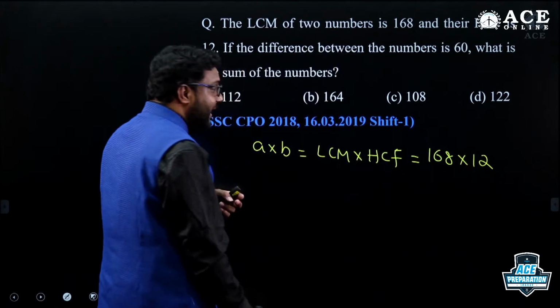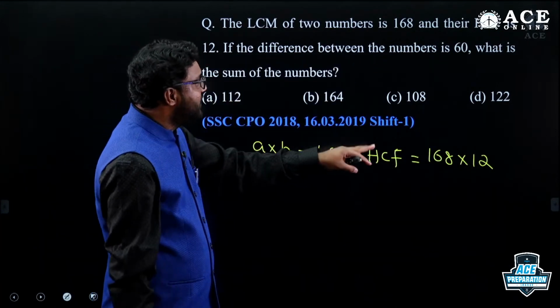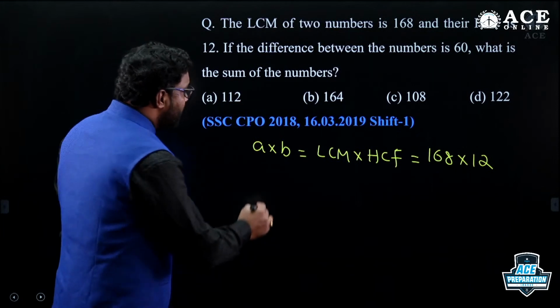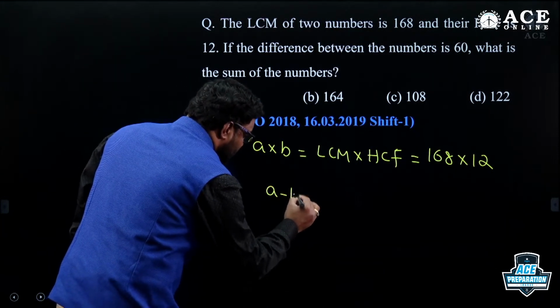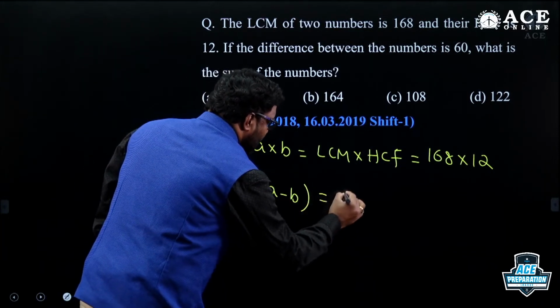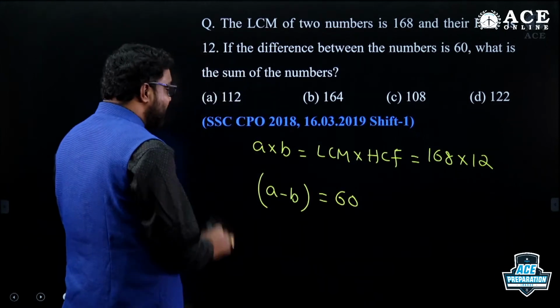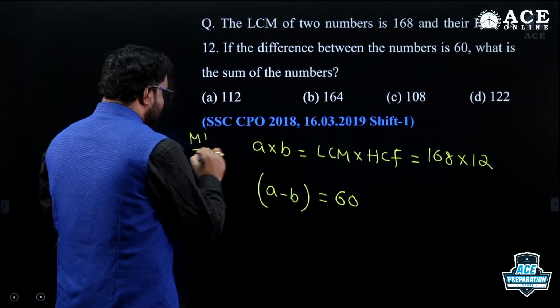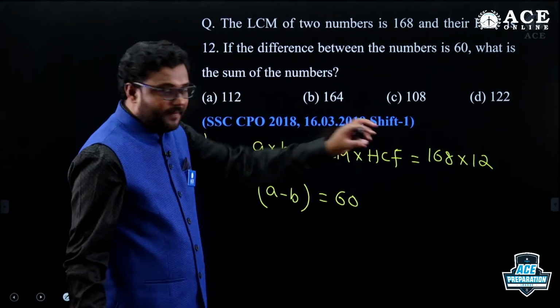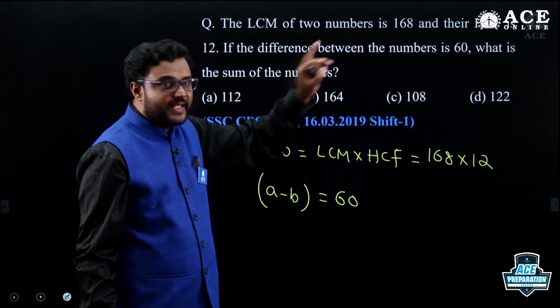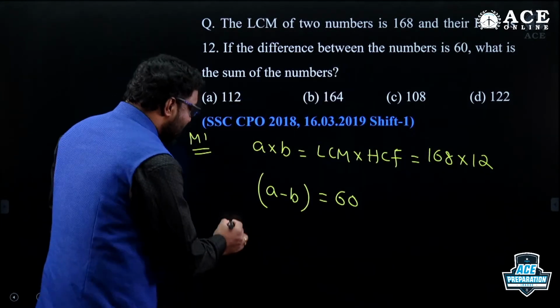A into B is nothing but 168 into 12. The difference between the numbers, A minus B, is given as 60. But this will take more time, my dear friends. I'll give the alternate, but this is method 1. You know A into B, you know the difference between the numbers A minus B. Now they're asking for A plus B.